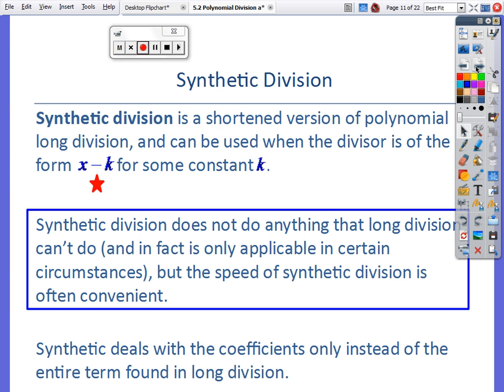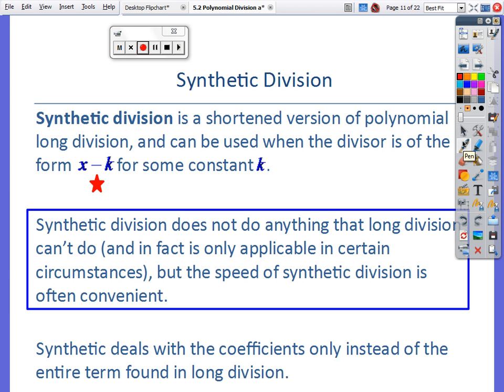It can be used when the divisor is in the form x minus k. It has to be in the form x minus k, or you cannot do synthetic division. It has to be a degree of 1. And then you want to be able to recognize what your k is, which again is counterintuitive. And so make sure you're identifying what that k is.